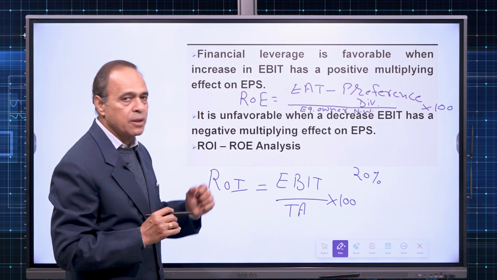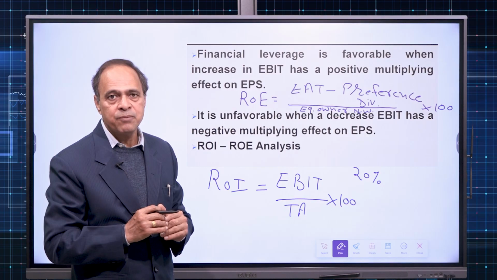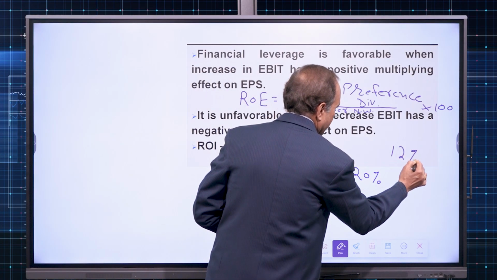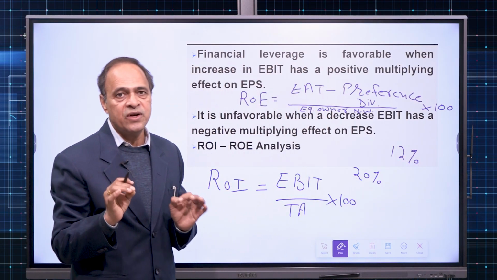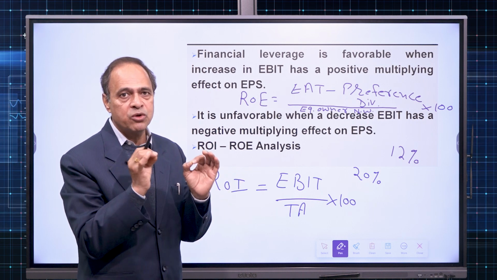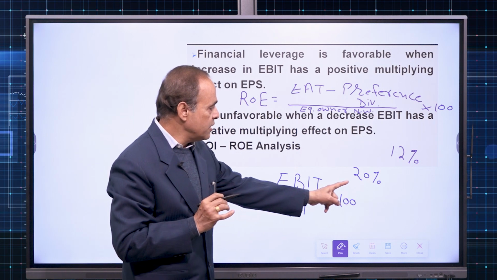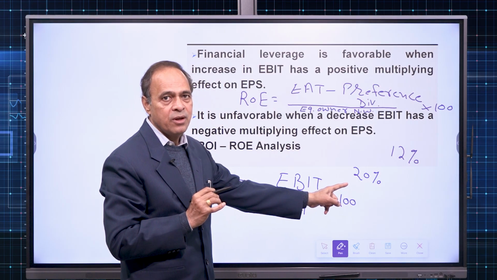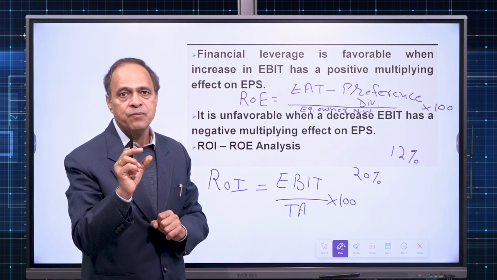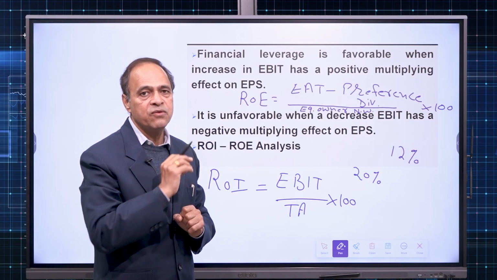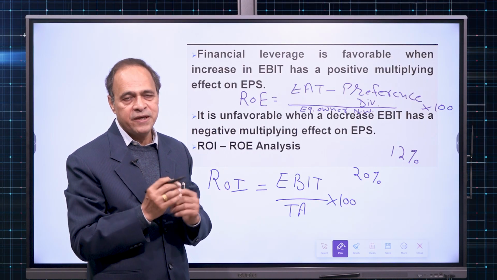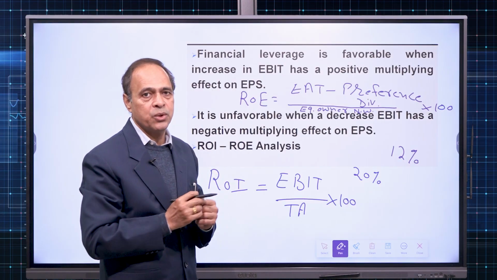Suppose the same company takes a loan from a bank or issues bonds with 12% interest, before tax. Then on every 100 rupees borrowed from the bonds, how much return is being generated? 20%. But we are paying only 12% to the bondholders. So the remaining 8% will go to the pocket of the equity shareholders. Of course, the company will pay tax, that's not a problem. But yes, it will have a positive impact on ROE.